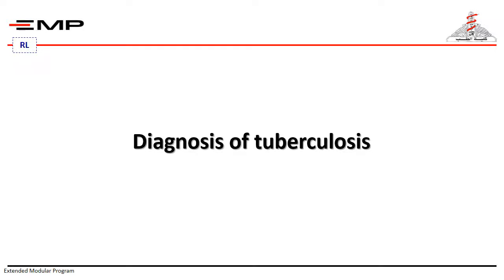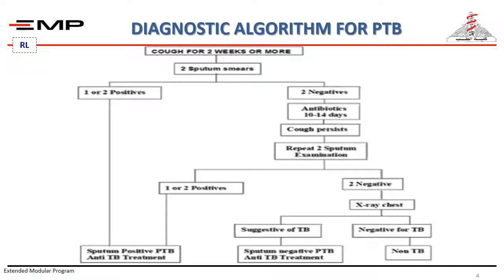So, to diagnose tuberculosis, we have a flow chart. Please follow with me. If a child has been coughing for 2 weeks or even more, with these respiratory symptoms not responding to the regular antibiotics, we have to do 2 successive sputum smears, okay? And I will do Ziehl-Neelsen stain for him. If 1 or 2 is positive, it's called sputum positive pulmonary tuberculosis, and I will start anti-tuberculous treatment, okay?